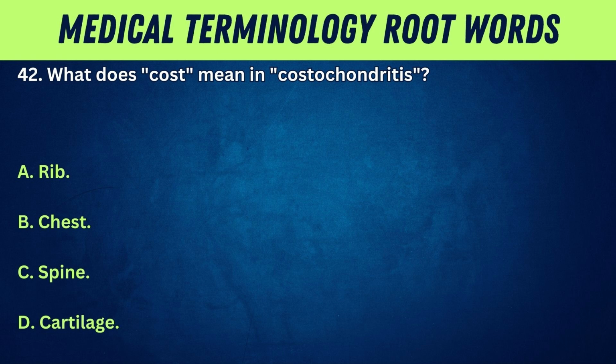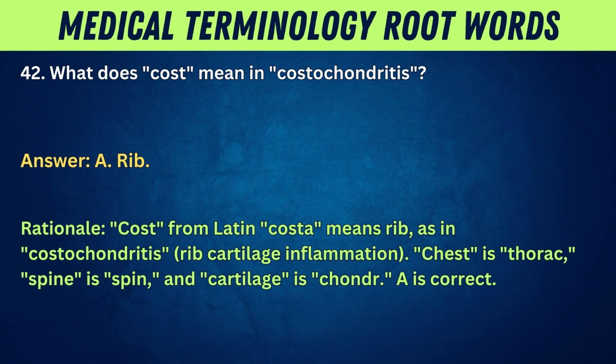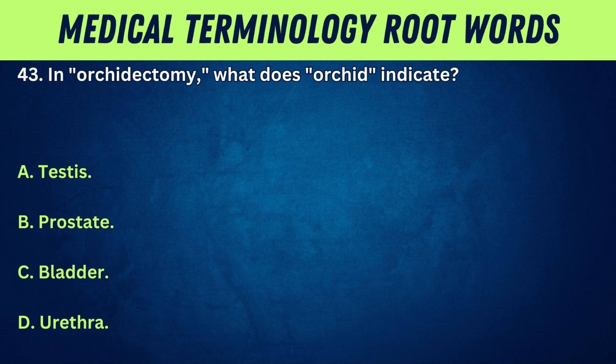42. What does cost mean in costochondritis? A. Rib. B. Chest. C. Spine. D. Cartilage. Answer: A. Rib. Rationale: cost from Latin costa means rib, as in costochondritis, rib cartilage inflammation. Chest is thorax, spine is spin, and cartilage is chondr. A is correct.